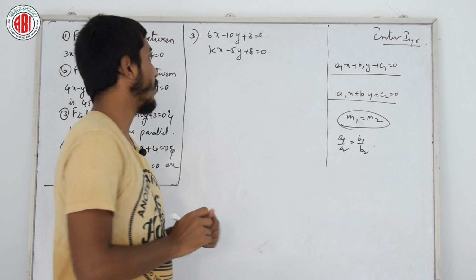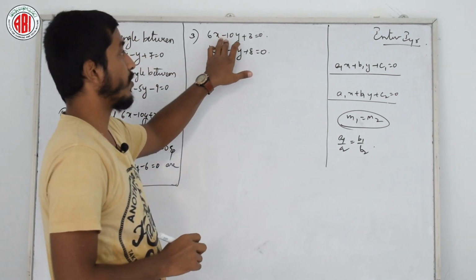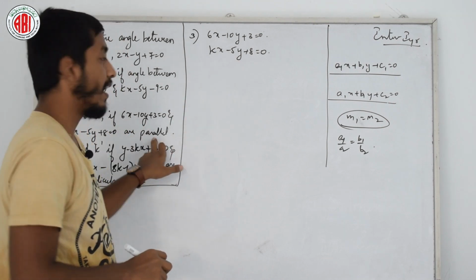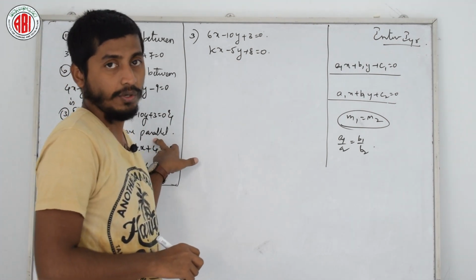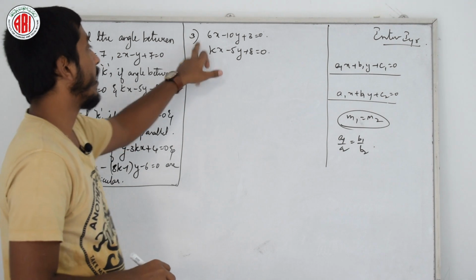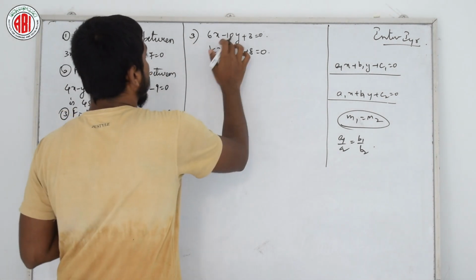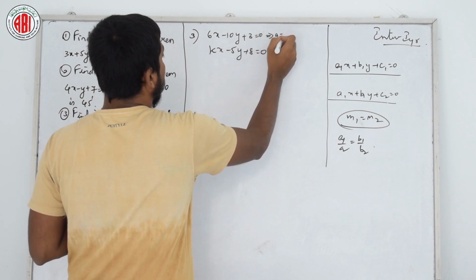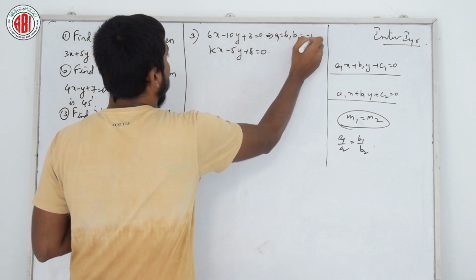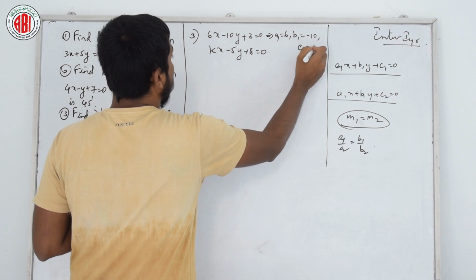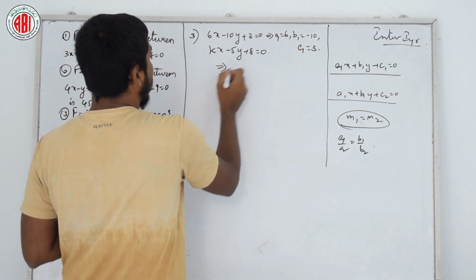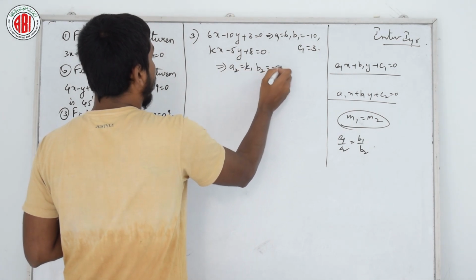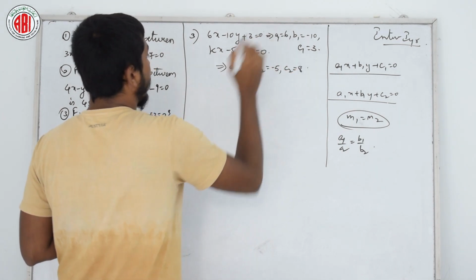What is the thing we have to do here? Now we have to find the slopes of the first equation and the second equation. The given condition is that they are parallel. Is it clear? Now let us write what is a1, what is b1 and what is c1. Here in the first equation, a1 is 6, b1 is minus 10, c1 is 3. Similarly in the second equation, a2 is k, b2 is minus 5, c2 is 8.